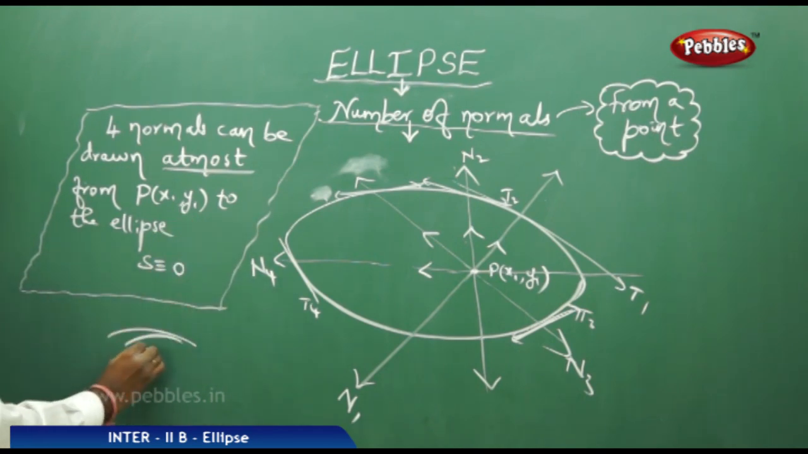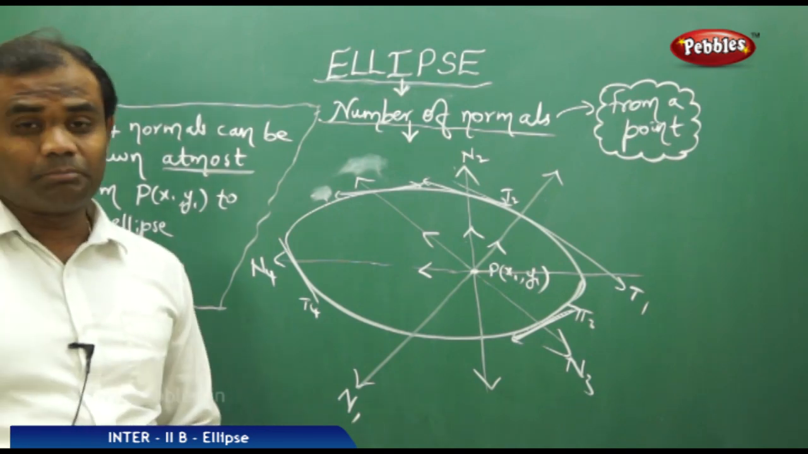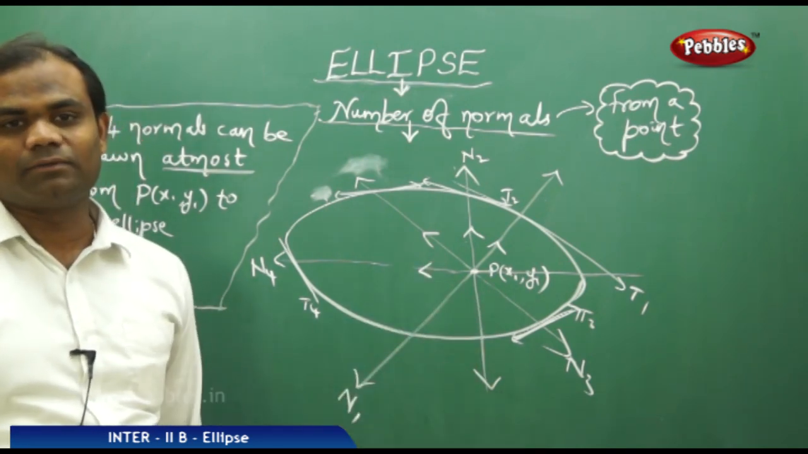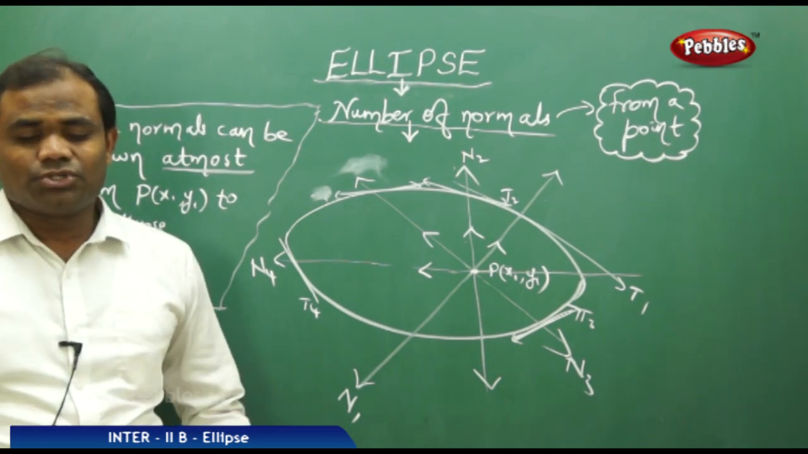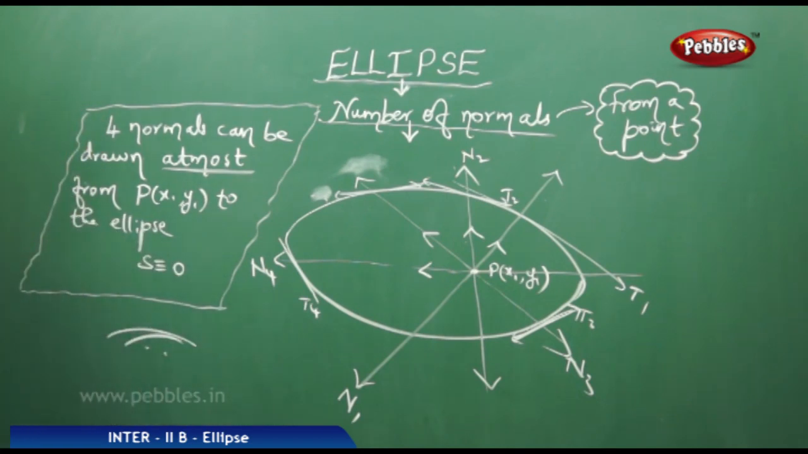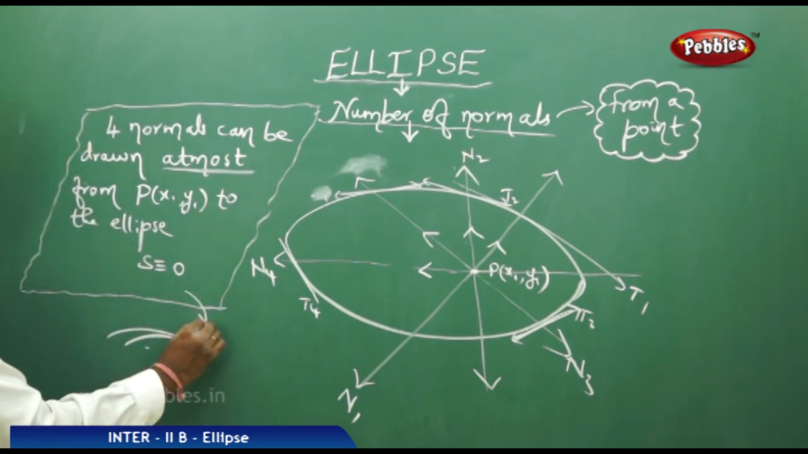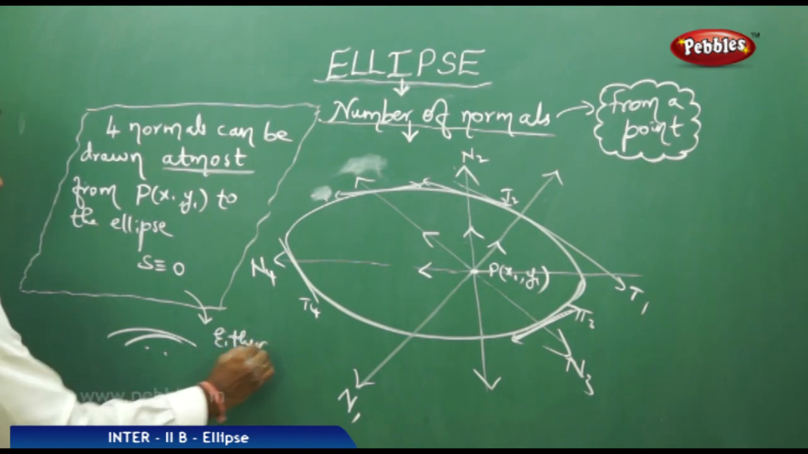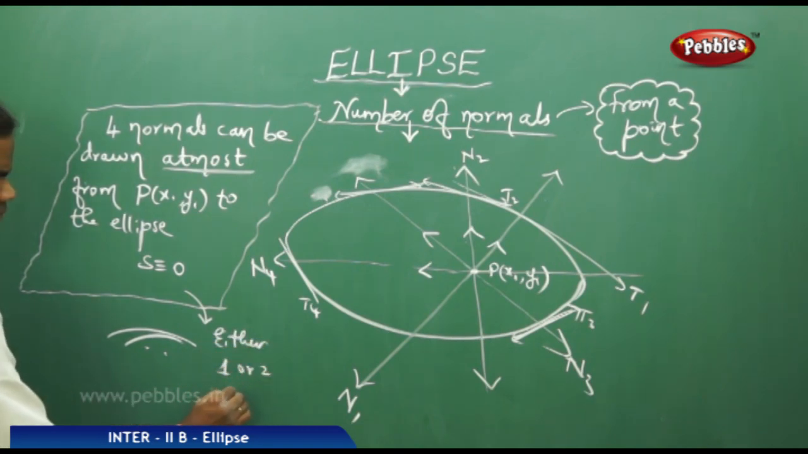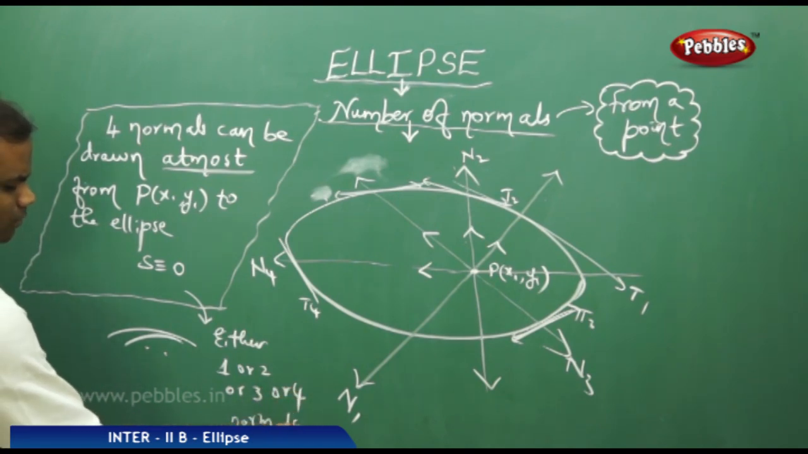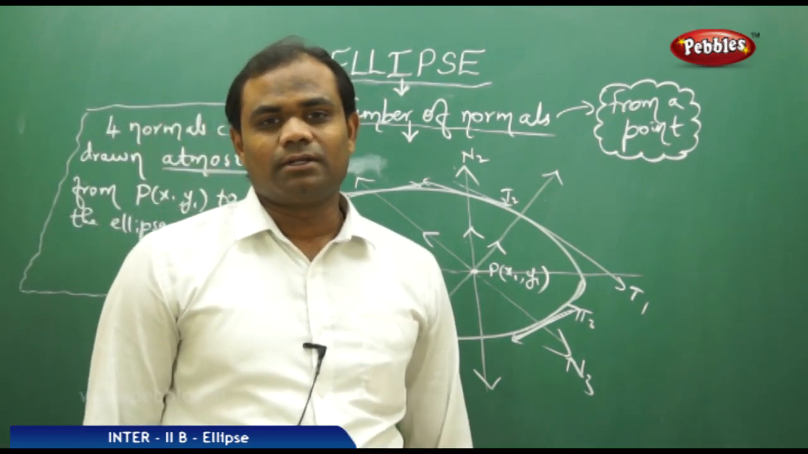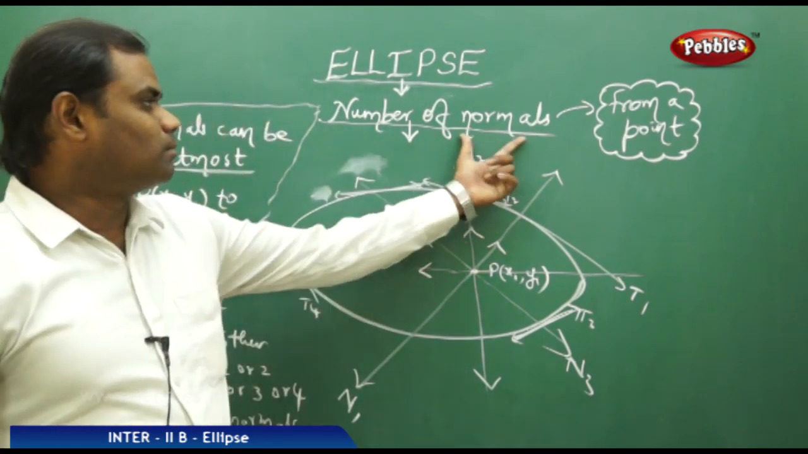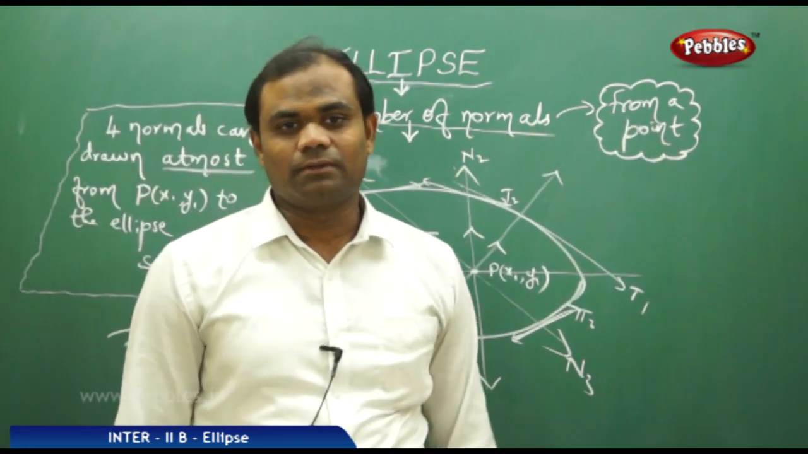This is how we identify the properties of normals from a point P(x1, y1). So at most there can be 4 normals. It can be either 1, 2, 3 or 4, but not necessarily that it should be 4. It should be either 1 or 2 or 3 or 4 normals which I can draw for the ellipse. This is how we understand the properties connecting the number of normals from a point P(x1, y1).